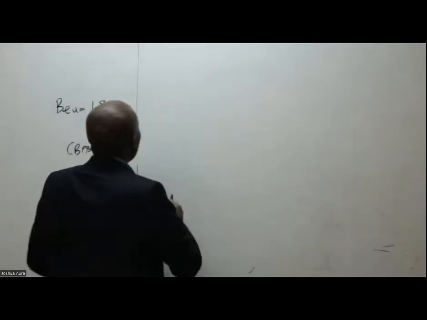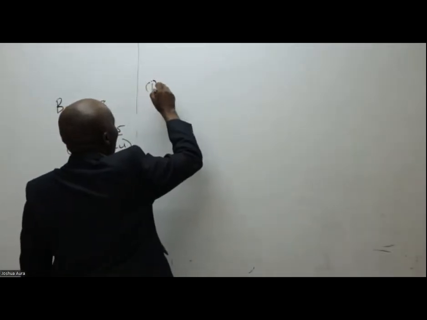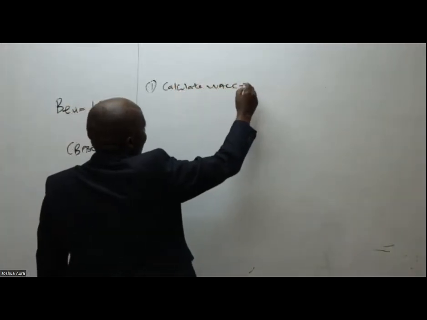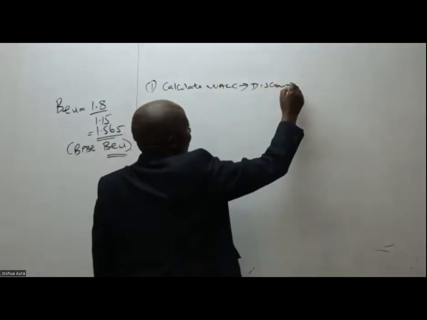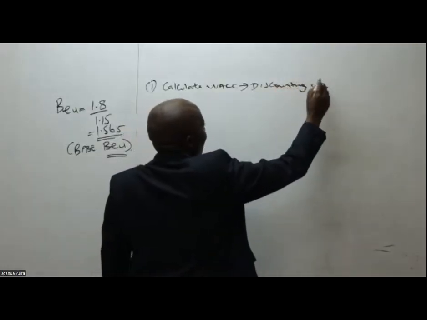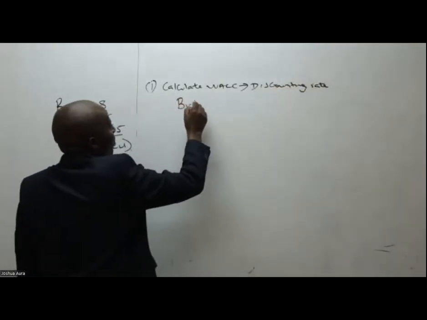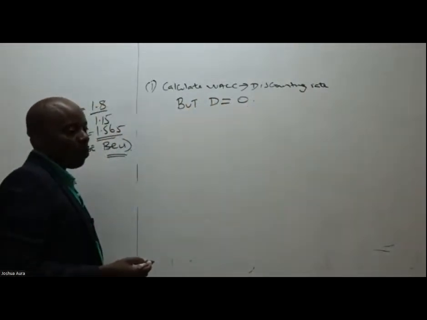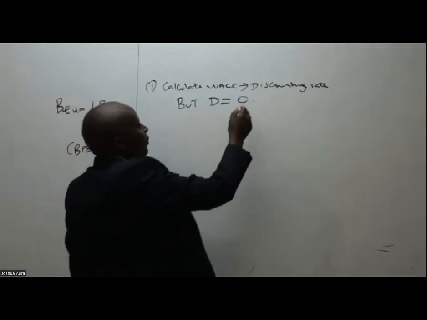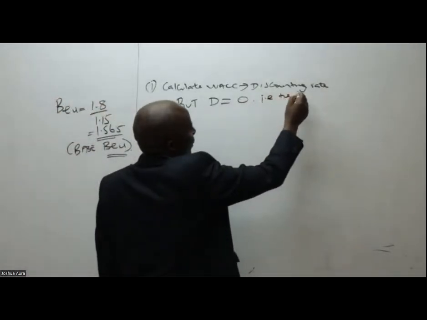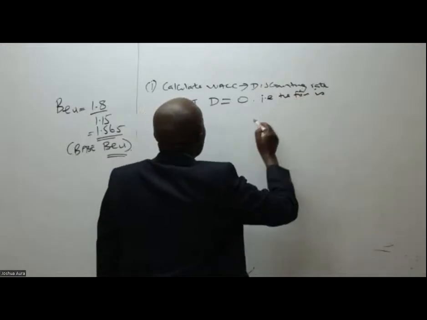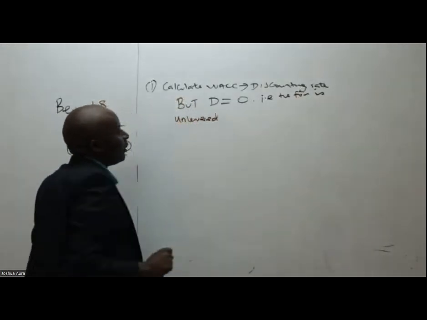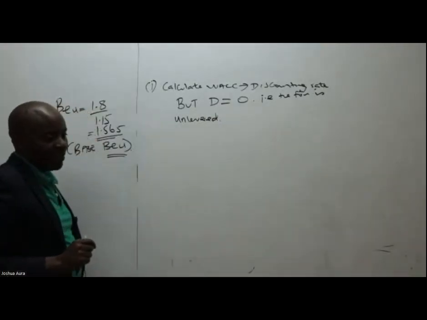So in this case here, go ahead and calculate WACC. So this is our discounting rate. But remember your debt equals what? 0, i.e. the firm is unlevered. The firm is unlevered. Right?